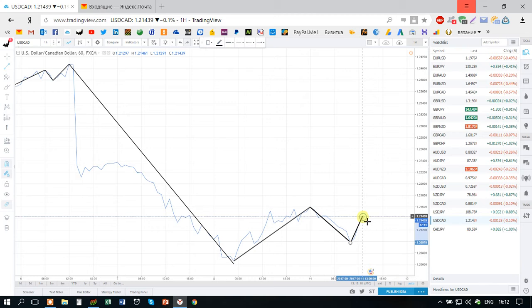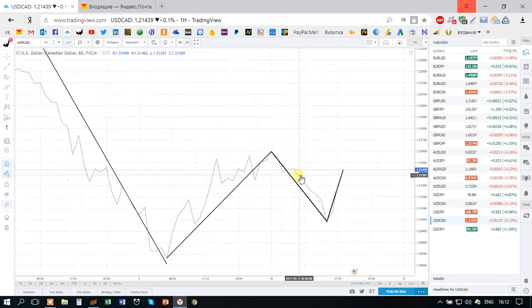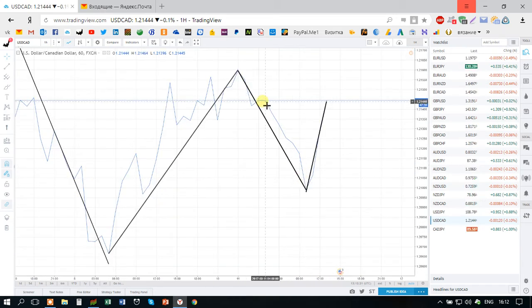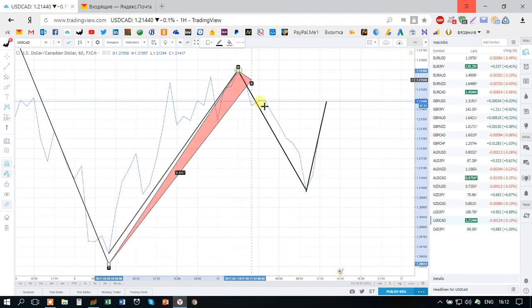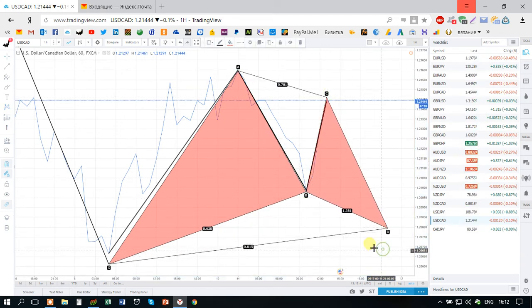Okay, maybe today in the evening price violates this most recent lower high, and we will have a potential M-type formation on dollar Canadian. Now you can see what I'm looking at. So if we have a pattern, it will most likely look this way, some kind of pattern.